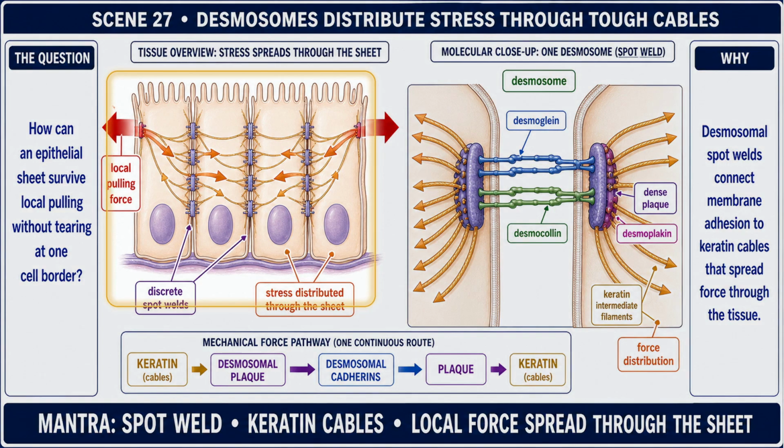That distribution matters in tissues exposed to repeated stretch, such as epidermis and heart. A local pull is less likely to tear one membrane contact because the load is shared. Think of the desmosome as a membrane rivet tied to tough intracellular cables. One small weld, but a wide mechanical network.